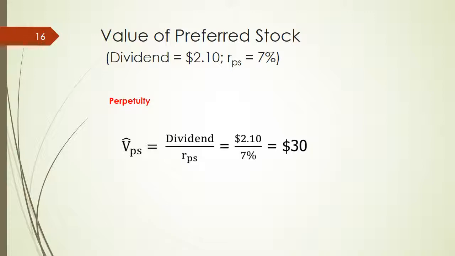And finally, we can consider the preferred stock as a perpetuity. The meaning is that the dividend will be paid infinitely, so the holder of a preferred stock will receive dividends forever. So the value of a preferred stock is equivalent to the dividend divided by the required rate of return of that preferred stock.